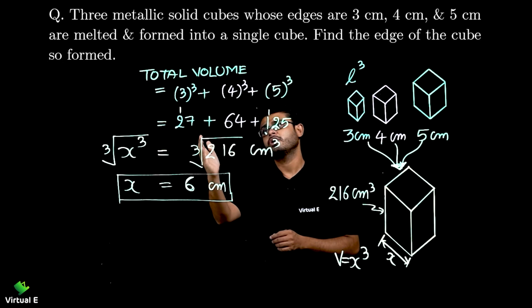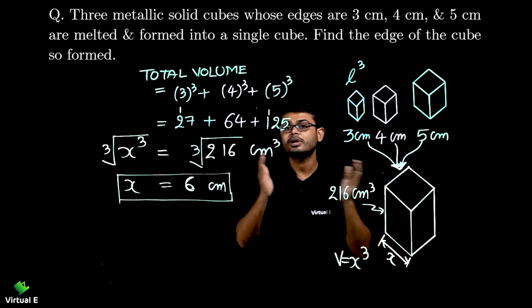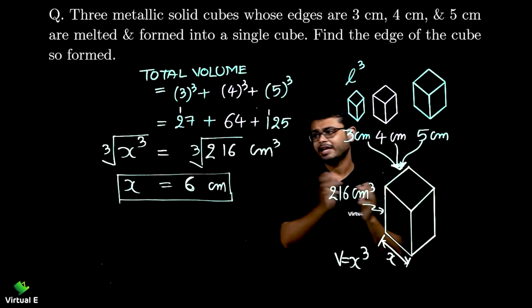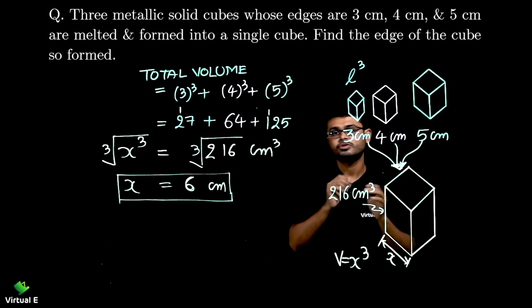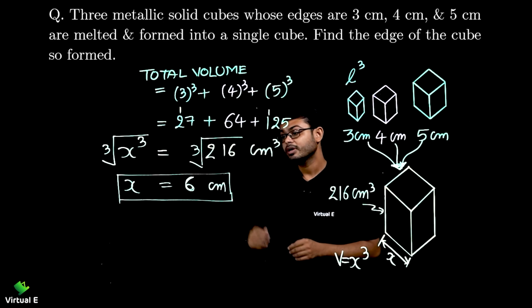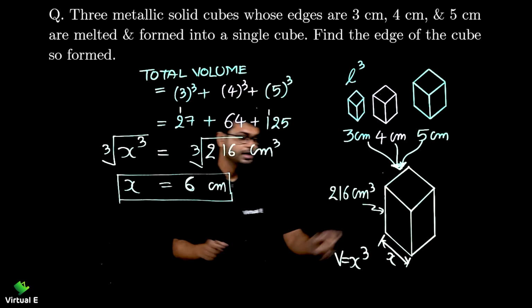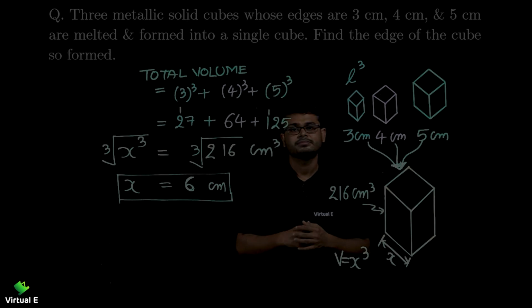So we find the volume of each of the cubes one by one, then add, because we are going to combine them, remember. So we get one volume, that is the volume of the resultant cube so formed, right? That's it. You take the cube root and you will get the value of the length of the cube so formed, which is 6 centimeter.